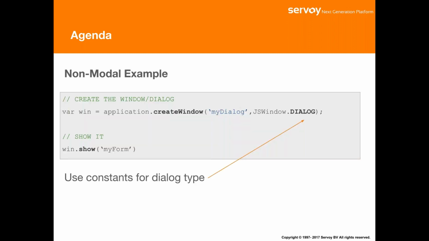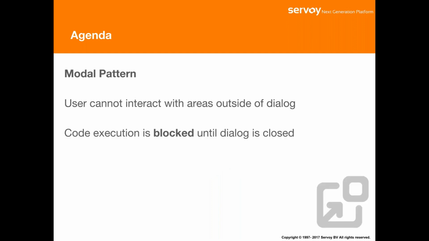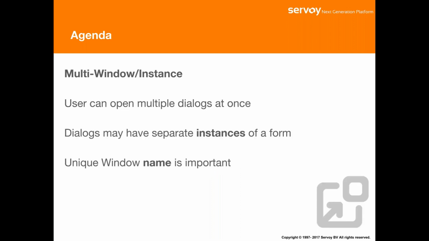In the non-modal pattern, the user can interact outside of the window, and the dialogs do not block anything. So it allows you to click around and have more than one window open, and the user can do what they want, and nothing's blocked. And again, the code looks the same except the constant that you use is dialog and not modal dialog.